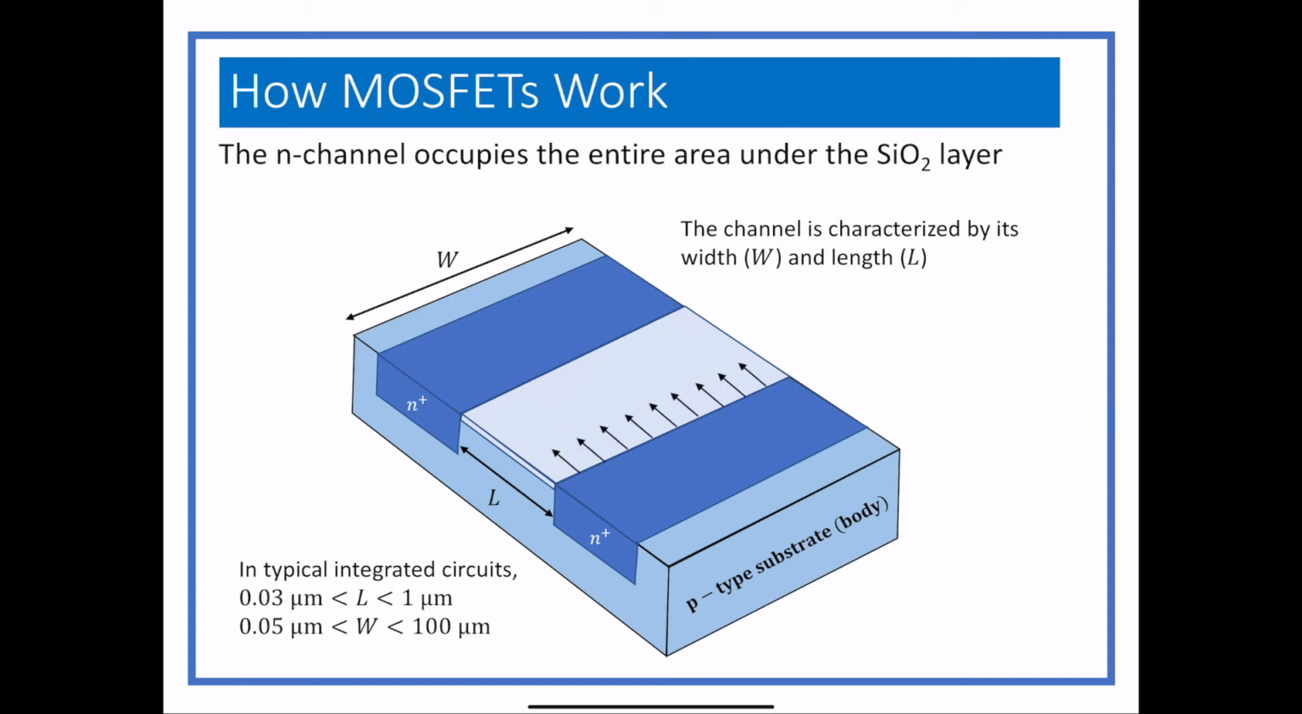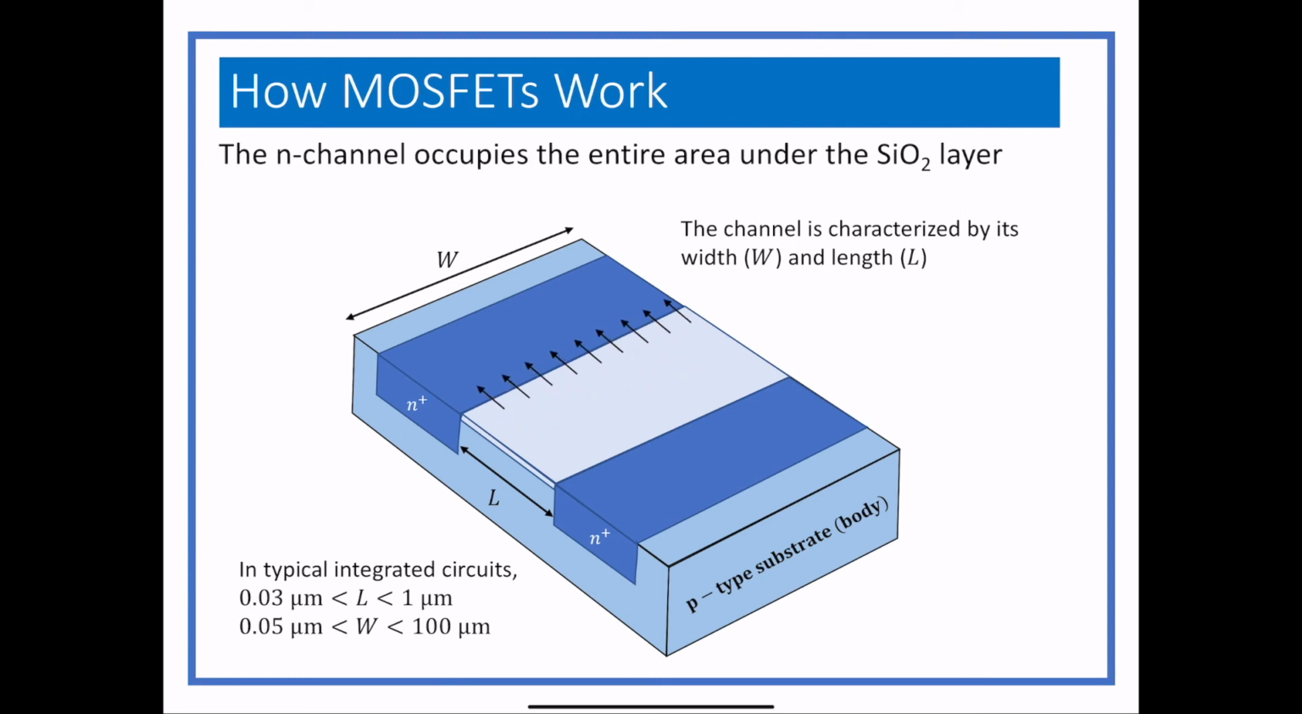So how we characterize these, how we figure out how the current's going to move, one of the things that we look at is the ratio of the width to the length, because that tells you how big that channel is to allow current to flow when it flows. For the most part, the lengths are between 0.03 micrometers and about 1 micrometer, so not very big. And we have about 0.05 micrometers to 100 micrometers for the width. Interestingly, the width is generally bigger than the length, because the length is not the length of the whole device, it's just between those two N areas.